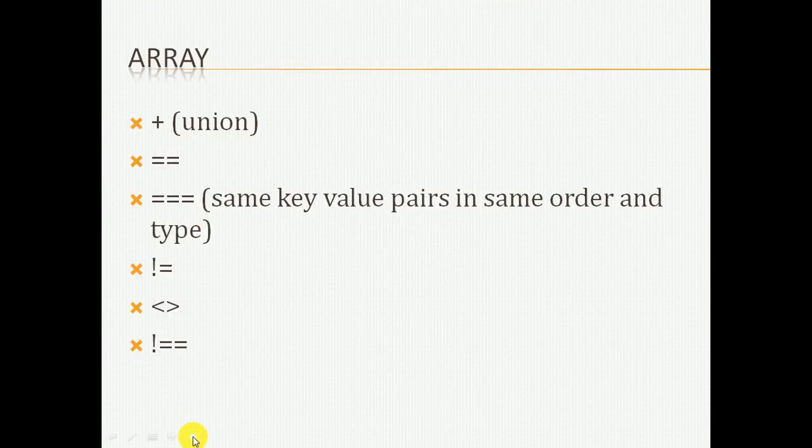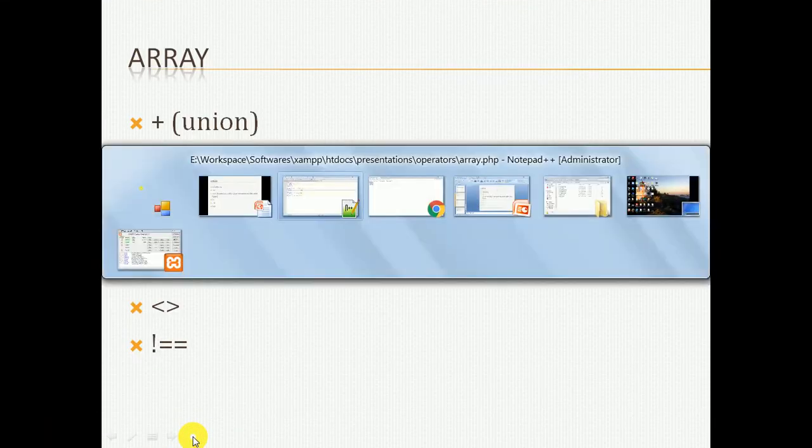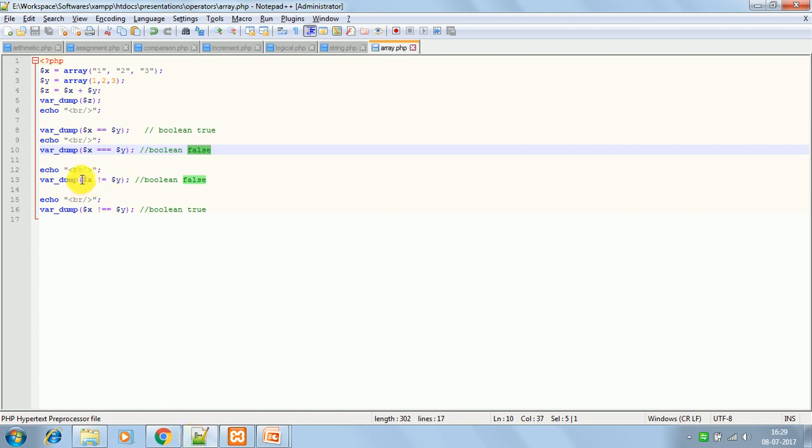Moving ahead, $x not equal to $y. So we are not comparing the type when we are using this operator. So it should return false, because actually both of them are equal if we are not comparing the type. So it should return false.